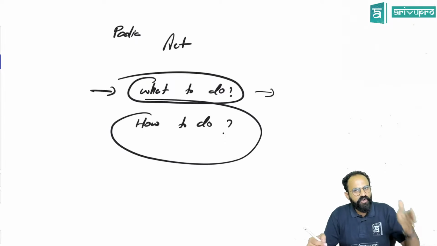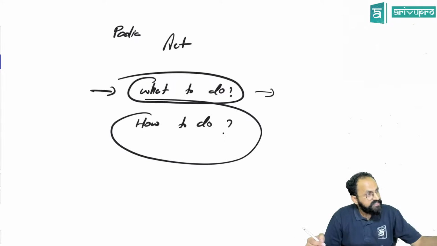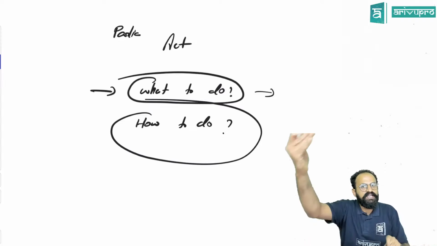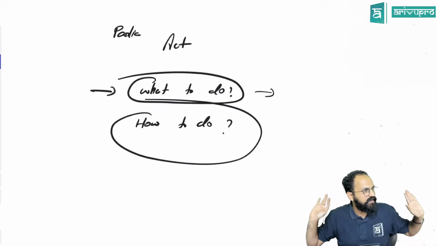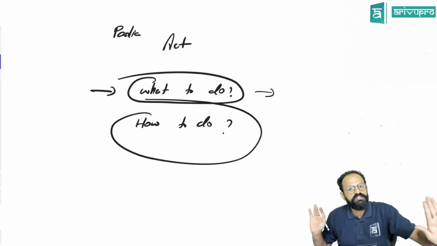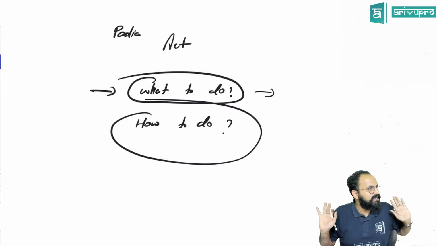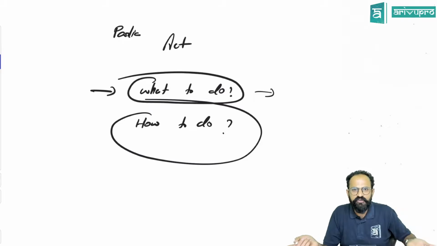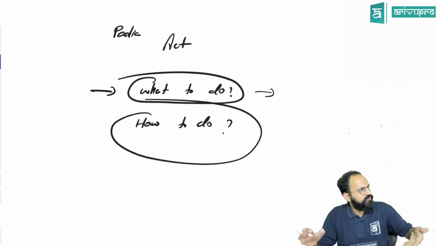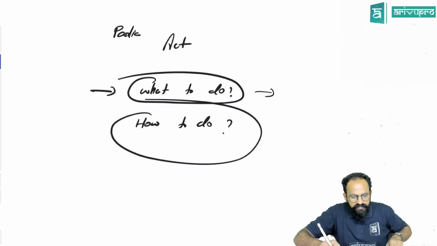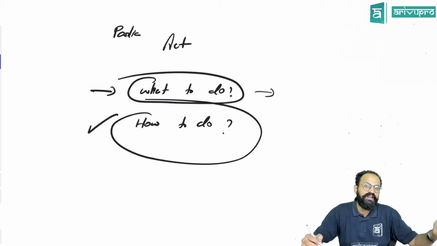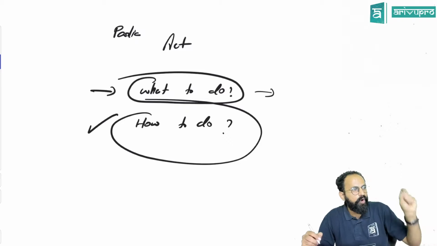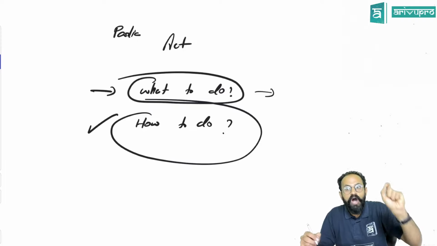The Securities Contract Regulation Act says if a company wants to get listed, you have to enter an agreement with a stock exchange. That's all. If you enter into an agreement with the stock exchange, you are called a listed company. But is just signing sufficient? No. You have to give certain information. That procedure is given in the Securities Contract Regulation Rules. Act tells you what to do, rules tell you how to do.